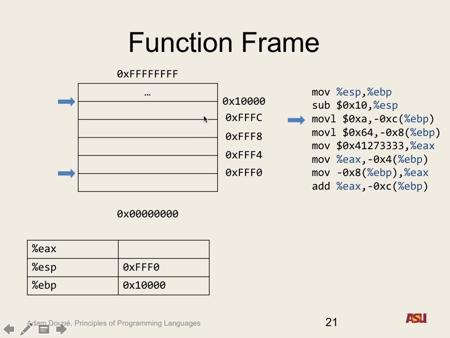FFFC, here FFF4. So each of these are at 4-byte offsets. So 4, 8, 12. C is 12, so we're going to move down 12. So we'll copy hex A, which is 10, the value of the variable A in our original program. Then we're going to move the value 100 into EBP minus 8, which is going to be right above that. And then we'll move this floating point value of 10.45 into EAX. Then we move that into EBP minus 4, which is FFFC.